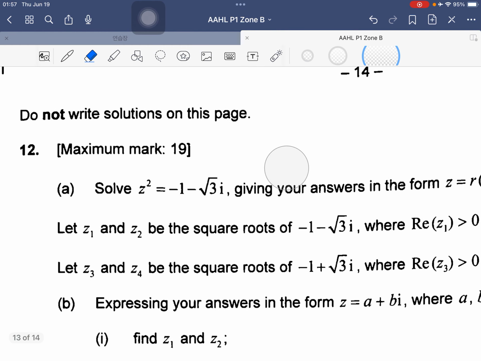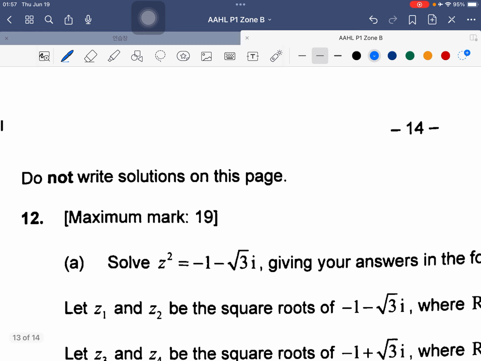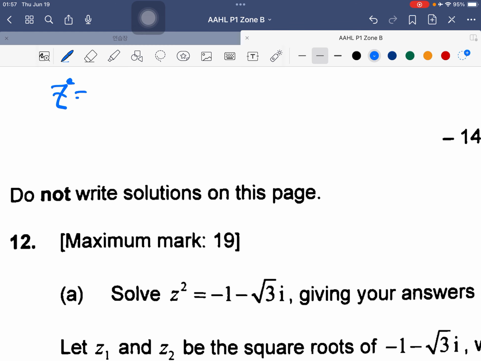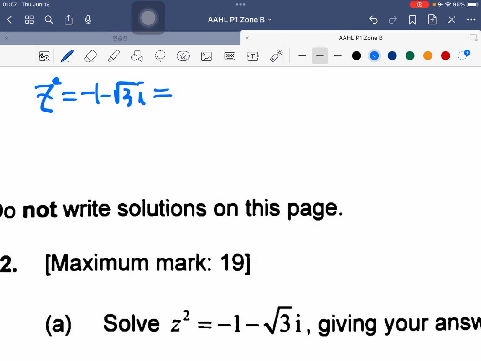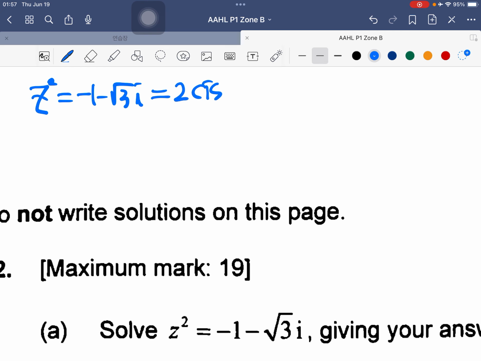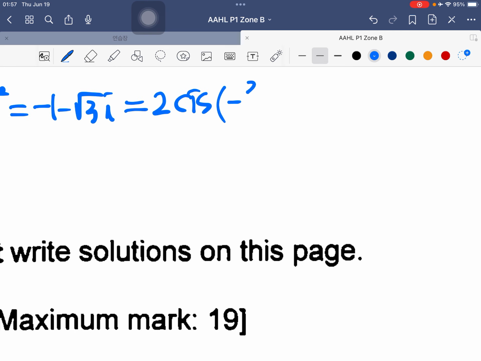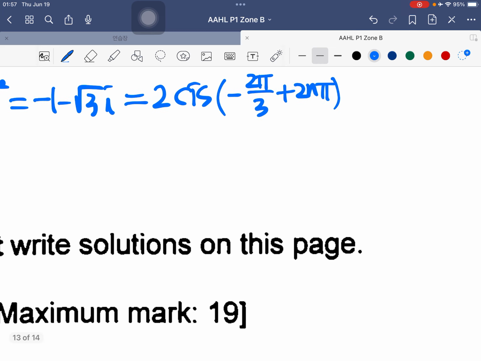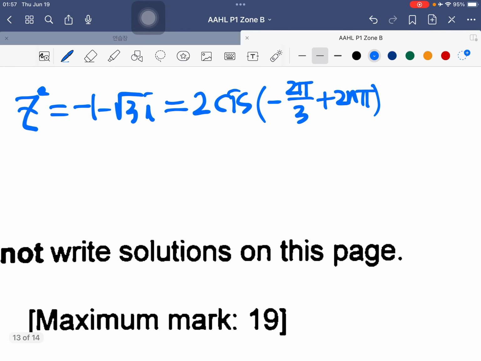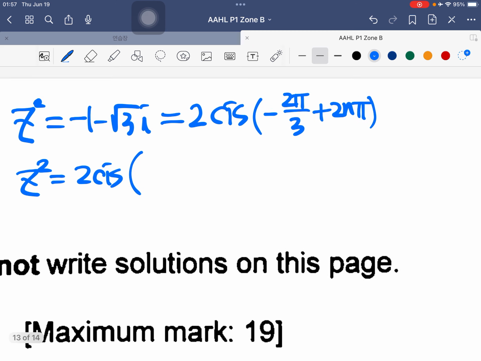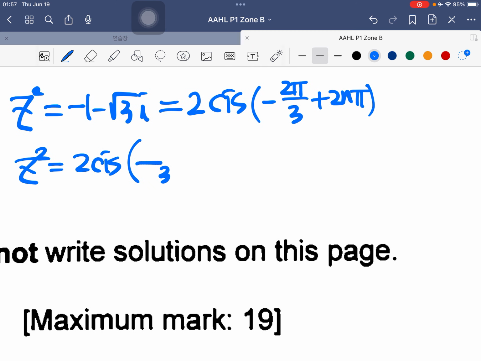Let me rewrite this. z squared is -1 minus square root of 3 i, equal to, we can say, 2 cis of minus 2 pi over 3, and we can always add 2 n pi over here. And then this one also can be, so we can say z squared equals 2 cis, and put 3 on the denominator, and we got 6n minus 2 pi, like this.